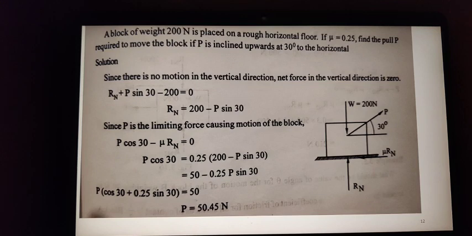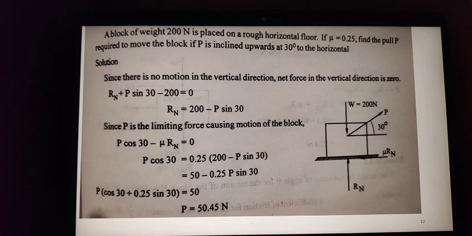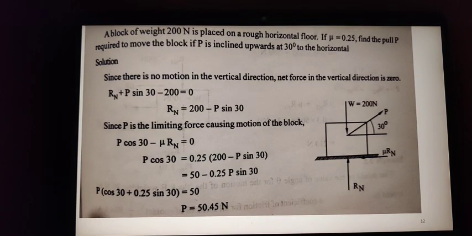And the third question, you are given a block of 200 Newton placed on a rough horizontal floor. If mu is equal to 0.25, find the pull required to move the block if P is inclined upward at 30 degrees. So here also the figure is not given in the question. You have to assume it as a pull. The pull is acting at an inclination of 30 degrees to the horizontal. So here force P is making an angle of 30 degrees with the horizontal.